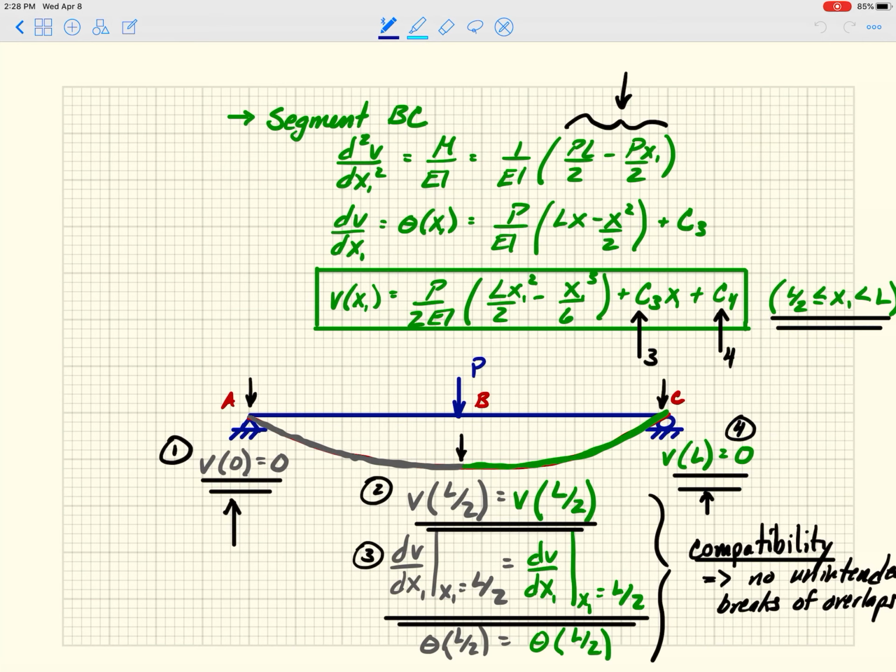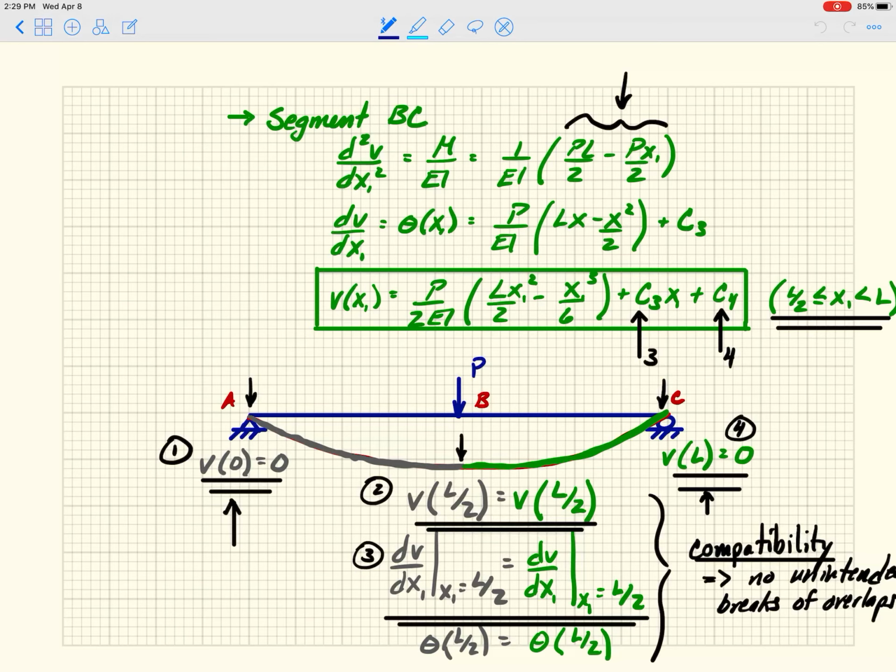And then if we try to go to the green segment, now that's segment BC, so I'm going to try to write everything in green. The moment diagram is now this, PL over 2 minus PX1 over 2. So I divide that by EI, turns it into its curvature diagram, and then I just integrate that twice. So I end up with this elastic curve that's shown in the green box.